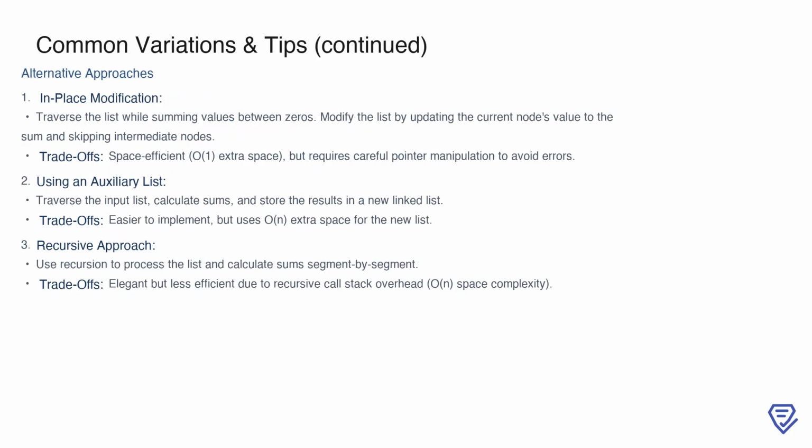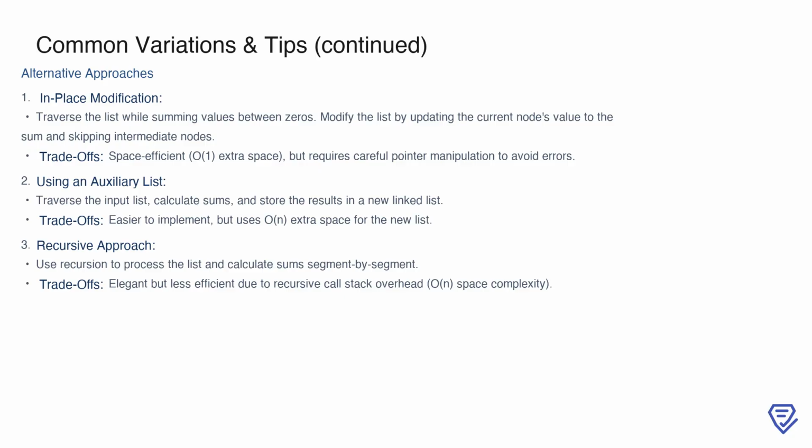There are several alternative approaches to solving this problem, each with its own trade-offs. An in-place modification approach involves traversing the list while summing values between zeros. As you process each segment, you update the current node's value to the calculated sum and skip over the intermediate nodes. This method is highly space efficient, as it uses O(1) extra space, but it requires careful pointer manipulation to avoid errors.